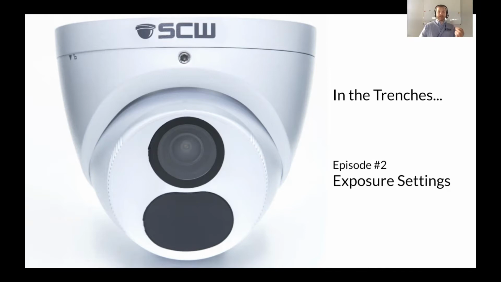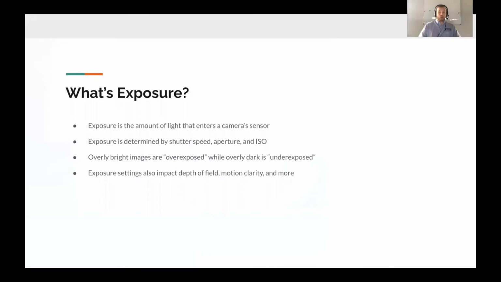This is the second episode of this new series where we cover more in depth topics in the security camera industry. And today we're going to be talking about exposure settings. So, what is exposure? Well, exposure is the amount of light that enters a camera sensor. Exposure is determined by settings within the camera. That is your shutter speed, your aperture, and your ISO, or also known as gain.